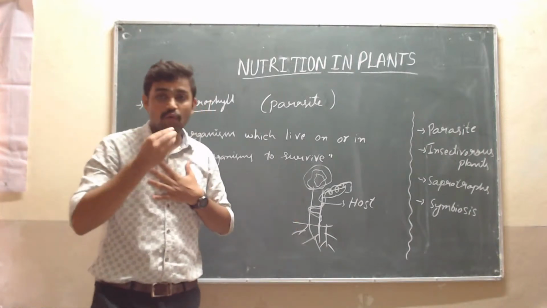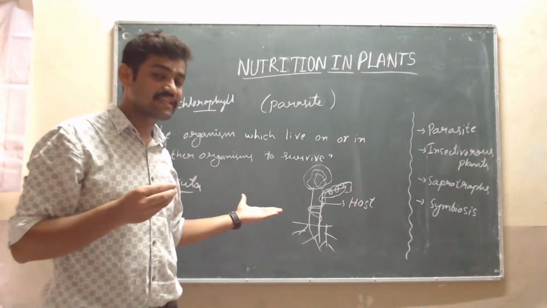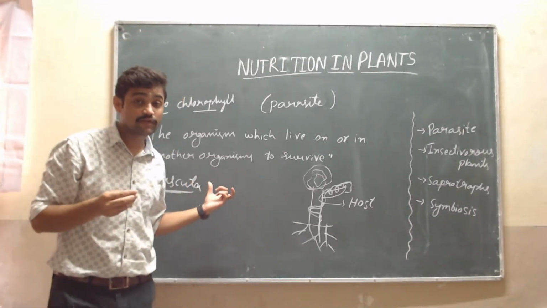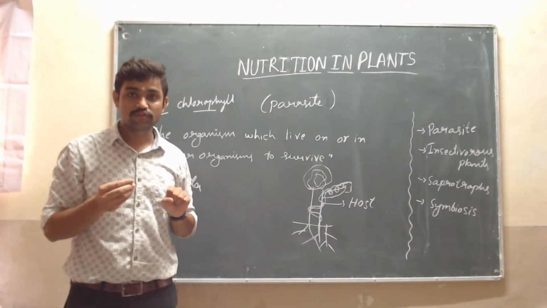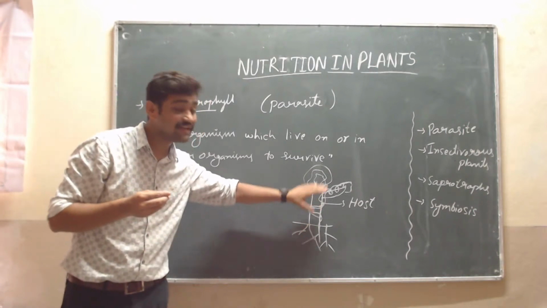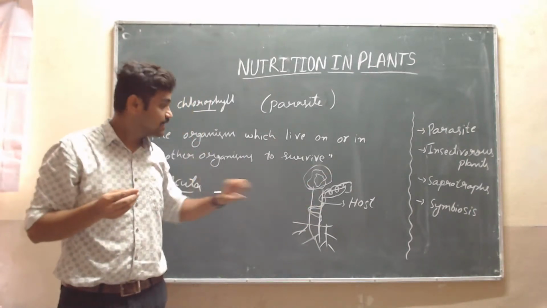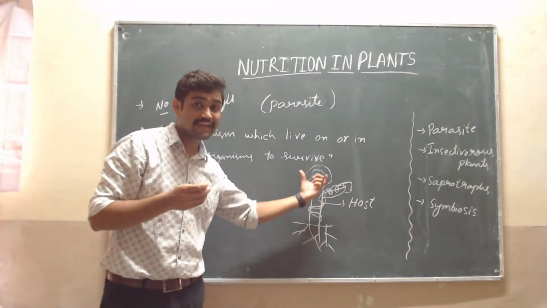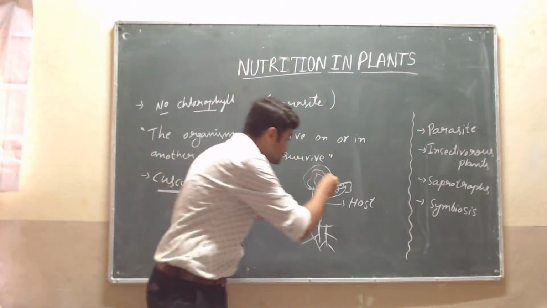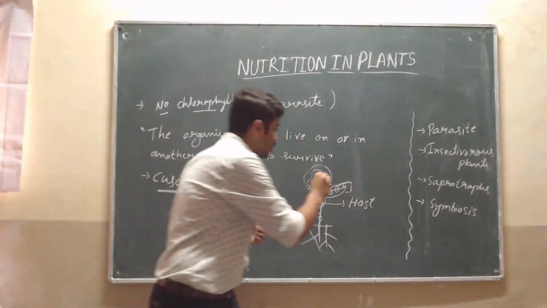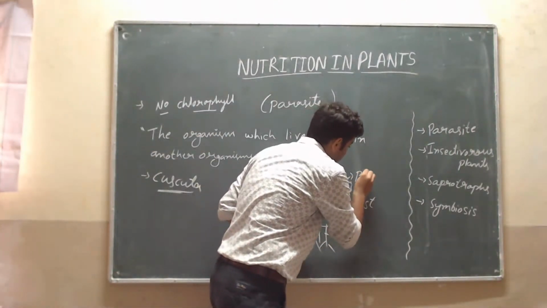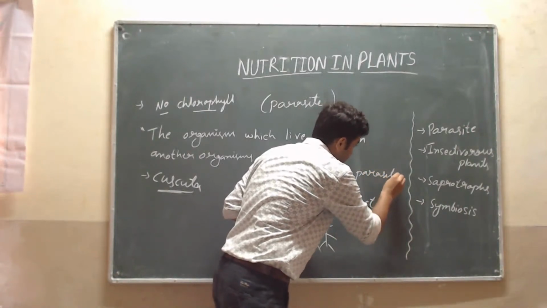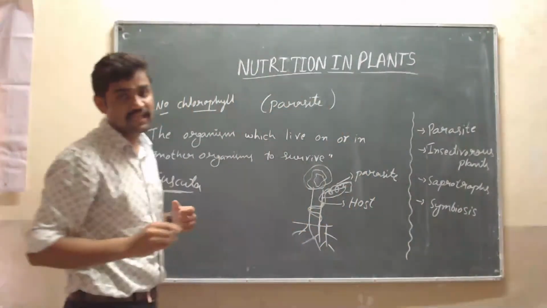The host plant works neatly, but the parasites, what will they do? They will trap all the food nutrients. Then sometimes it may harm the host. Host means this green tree. This cuscuta is called a parasite.